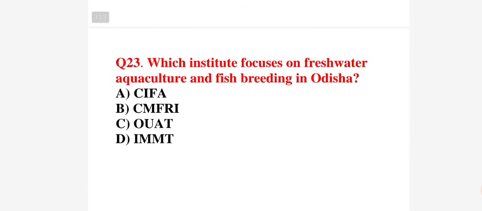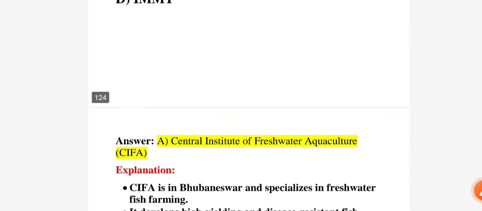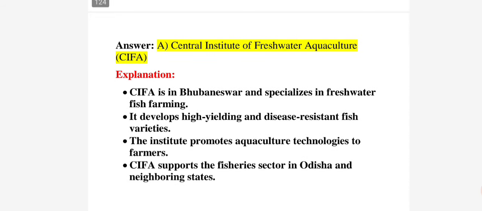So let us move to the next question, that is question number 23. Which institute focuses on freshwater aquaculture and fish breeding in Odisha? Very important question. So what is the right answer here? The right answer is option A, CIFA. What is the full form of CIFA? CIFA is Central Institute of Freshwater Aquaculture.